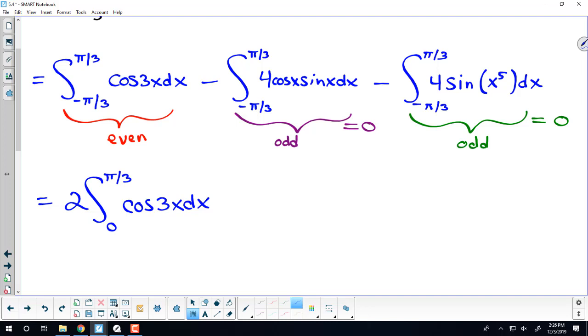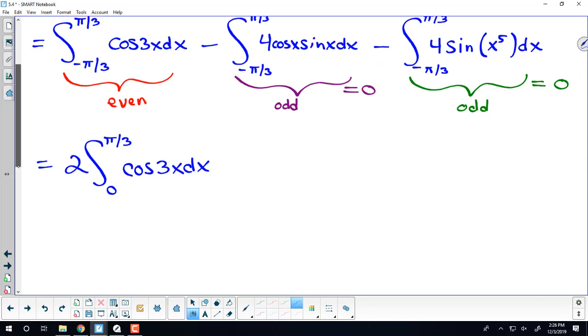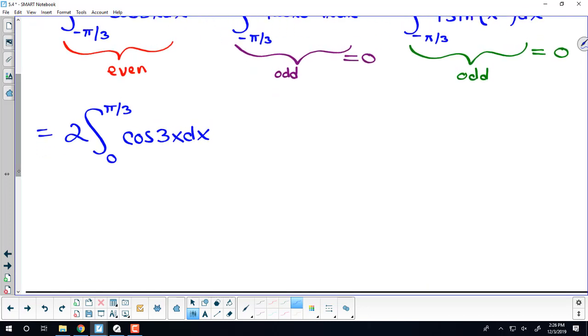Now you could, of course, just evaluate it. What's the antiderivative of cosine 3x? Evaluate it at pi over 3 and then negative pi over 3, and get the same result. So it's not absolutely necessary, but here it's super efficient that we recognize those functions are odd, so we don't even have to deal with it. So then, what's the antiderivative of the cosine of 3x?